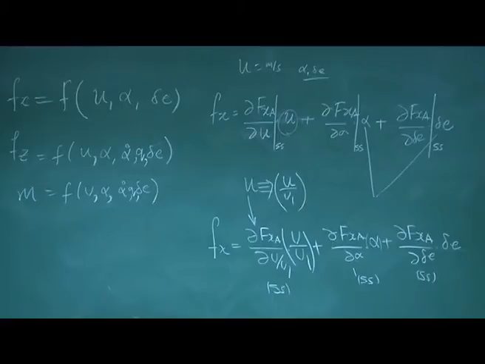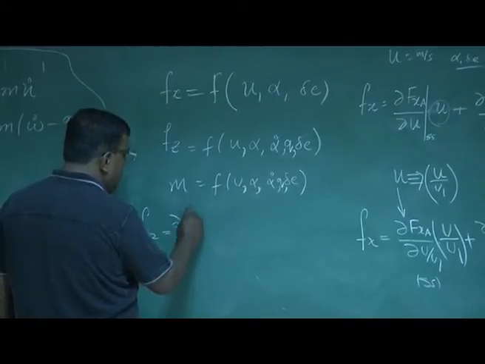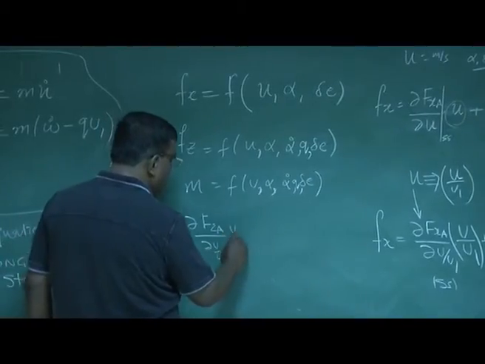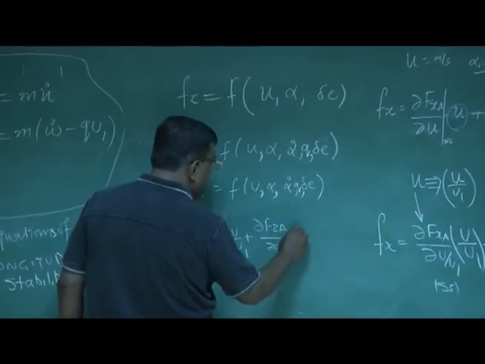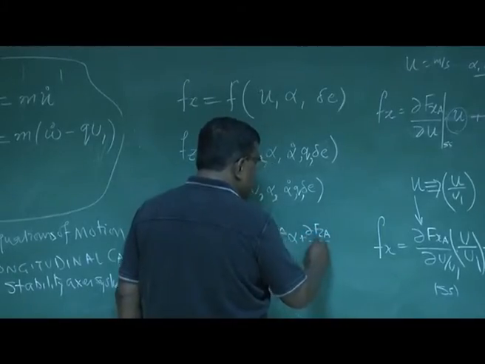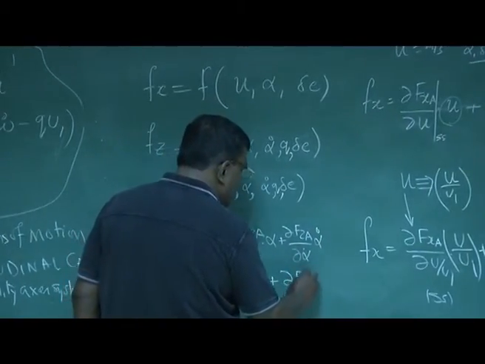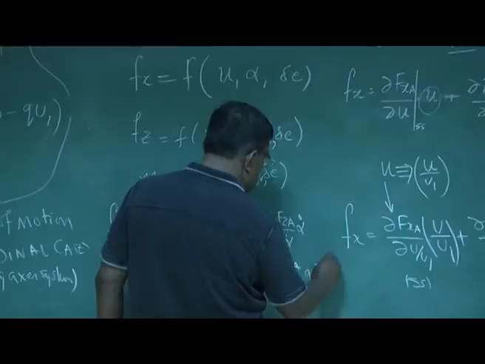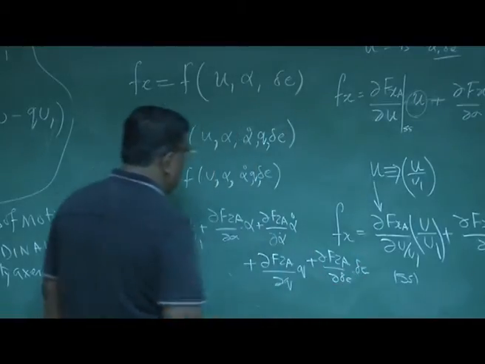Similarly, for Fz, what can I write? Fz will be dFza by d(u by u1) into u by u1. You are now experts. Then dFza by d alpha into alpha, plus dFza by d alpha dot into alpha dot. Again you will tell me, sir, what is happening? Alpha dot and q are dimensional quantities, so how are you writing like that? I agree, your point is correct. So we will do some correction.